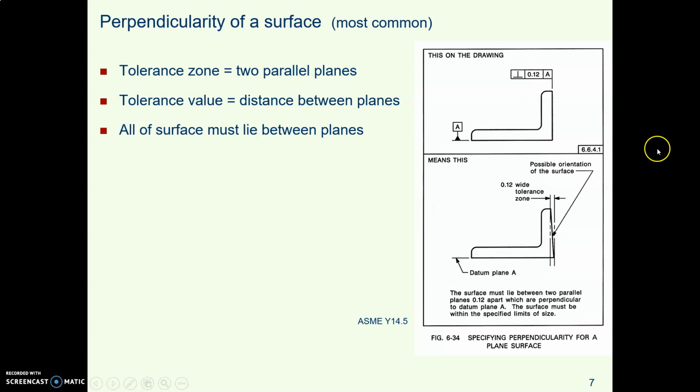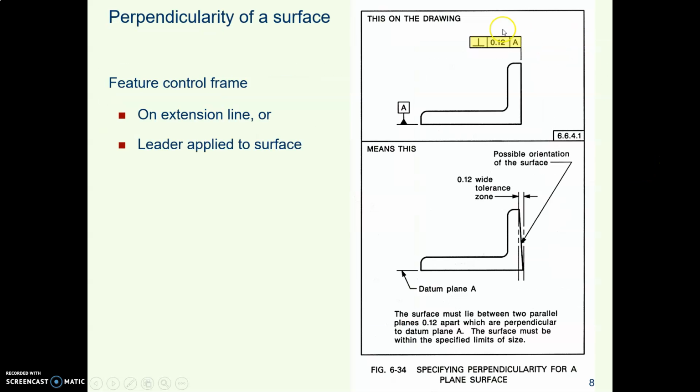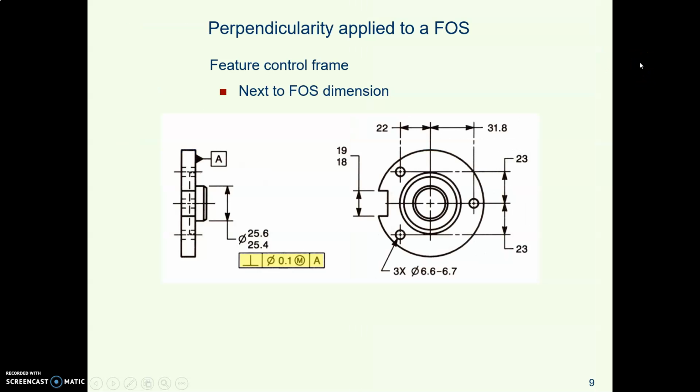Perpendicularity on a surface is the thing you see the most often. Here is ASME talking about applying it to a surface of, let's say, an angle iron. And they have applied the feature control frame to an extension line off of the surface, which means this is a surface control. Here is perpendicularity applied to the center axis of a round pin. Now that tolerance is applied to the size dimension relative to that axis.